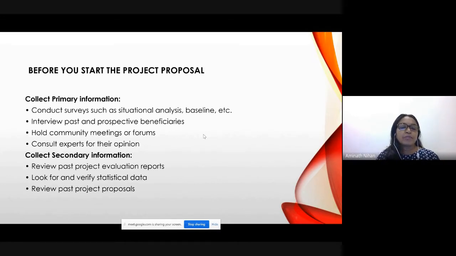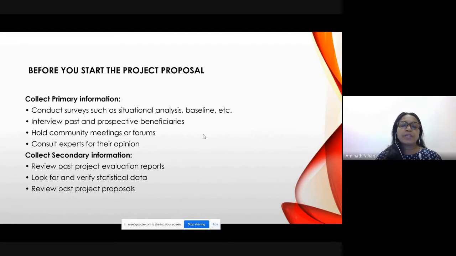The secondary information, these are reviewing actually the documents and data that has already been gathered about a particular issue. Review past project evaluation reports, look for and verify statistical data, review past project proposals. So if there are project proposals that have actually addressed this issue, review that. Other types of data that has been gathered, you can access that, evaluation reports and all that, right?